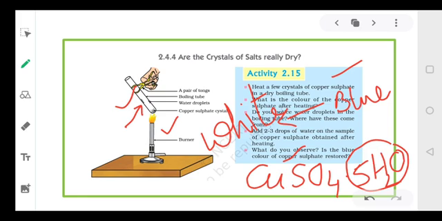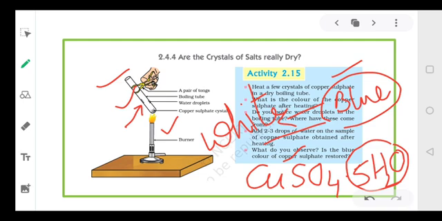Now suppose I add a few droplets of water again. What will happen? Again the salt will become blue. So what will be your observation when we heat the crystals of this salt? The observation is, first, the color will change from blue to white. And secondly, we will observe a few droplets of water on the inner surface of the test tube.